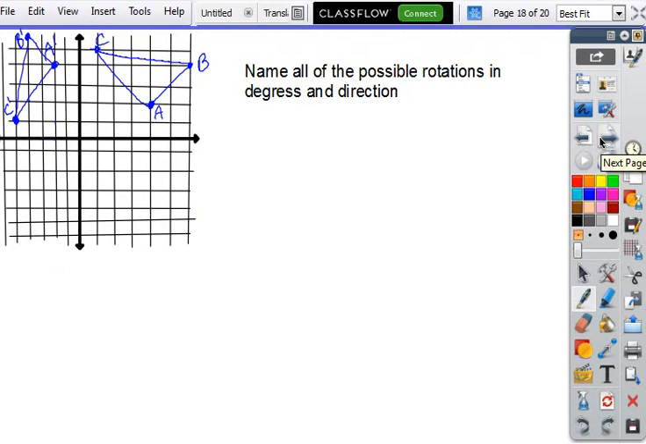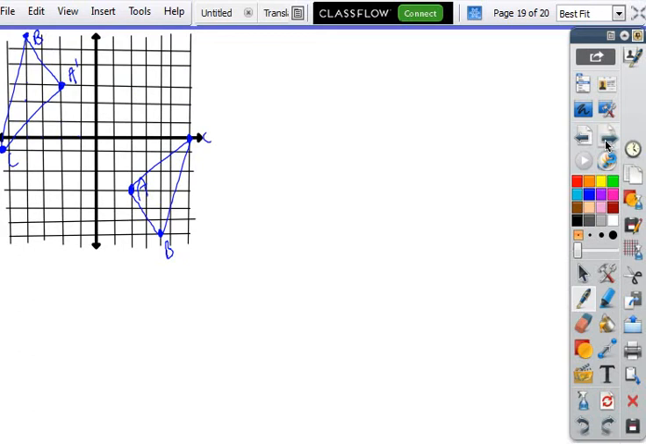All right. What are the possible answers for this as far as how I could rotate it? 90 counterclockwise. I'm waiting on y'all. Not 270. 90 counterclockwise or 270 clockwise. It's the same thing. What about this one? 180 either way.